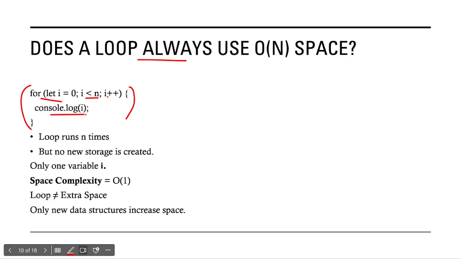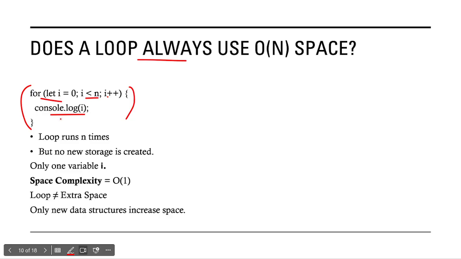So this loop runs n times, but do we create a new array? No, only one variable exists, that is i. And so even if a loop runs 1,000,000 times, memory does not increase in this for loop, and the space complexity becomes Big O of 1 here.